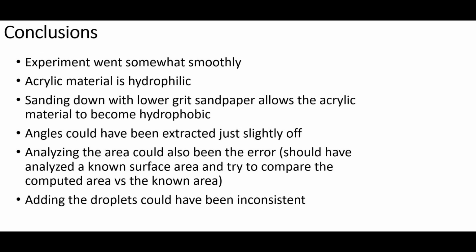In other words, I should have analyzed a known surface area, maybe a circle whose dimensions I know, and compared it from the web plot digitizer to see where the discrepancies in my area value come out, so I know the uncertainty value for when I get my surface area value. Another thing is that maybe the droplets I placed onto the acrylic material were inconsistent, since I only used disposable pipettes, and they're not those fancy pipettes that we normally see in the laboratory space.